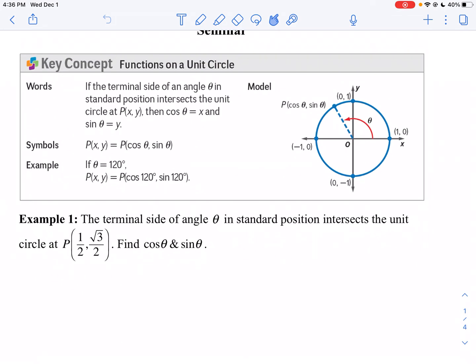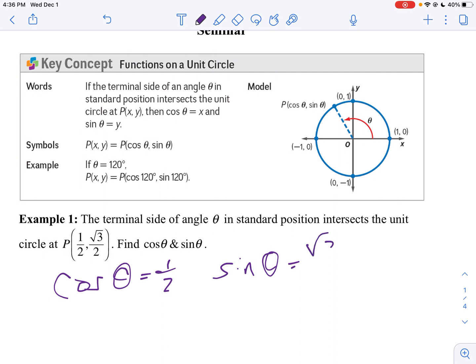Now, on example 1, the terminal side of angle theta in standard position intersects the unit circle at 1/2 and the square root of 3/2. This is the cosine and sine of theta. So in other words, the cosine of theta is 1/2. The sine of theta is the square root of 3/2. That's all you have to do for this problem.